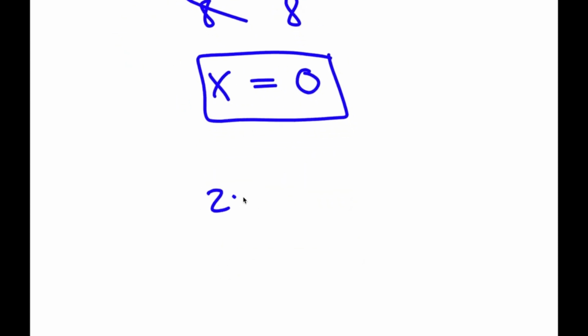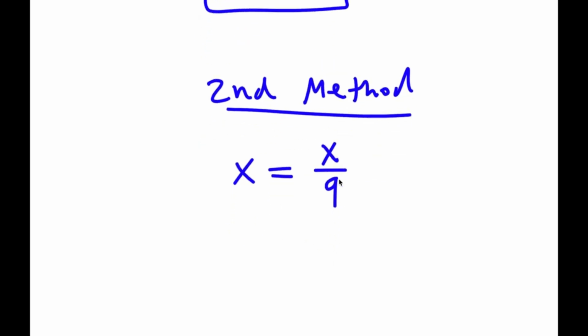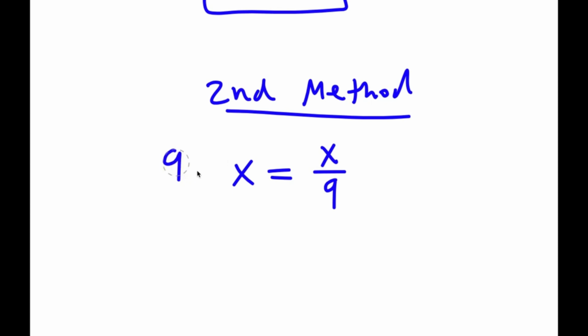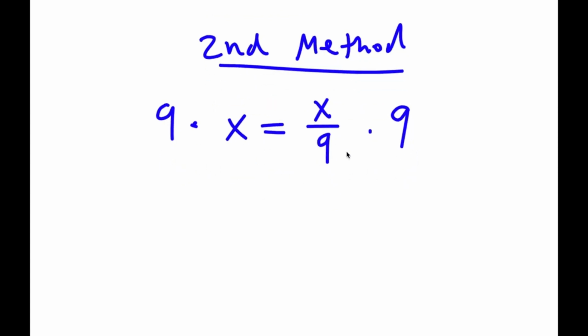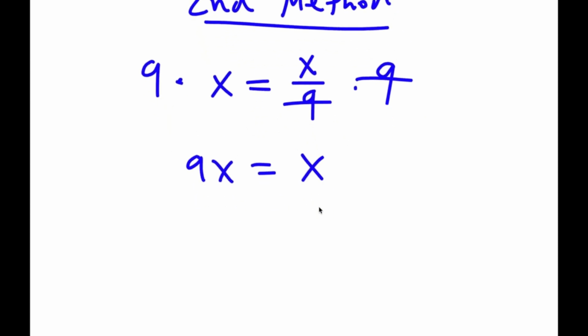Now I also have a second method to solving this problem. And this is actually an easier method. So my initial problem was x is equal to x over 9. And this time, instead of subtracting x over 9 on both sides, I can simply just start by multiplying 9 on both sides. So then these two automatically cancel out, and 9 times x is 9x. So I have 9x is equal to x.